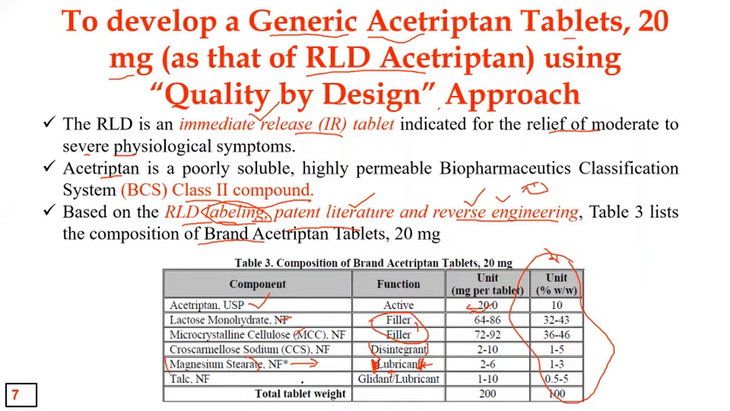Then finally there is talcum, which is a glidant, and sometimes it also works as a lubricant. A glidant will reduce the friction between the particles, granules or powders, whichever you are using. So acetyltryptan, lactose monohydrate, microcrystalline cellulose, croscarmellose sodium, magnesium stearate, and talc are the ingredients used in preparing a quality by design based tablet.